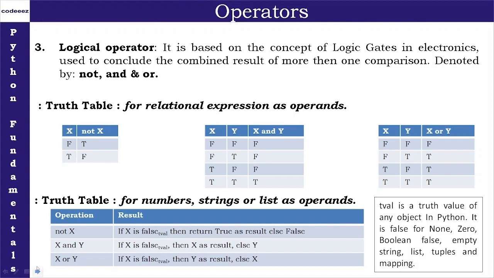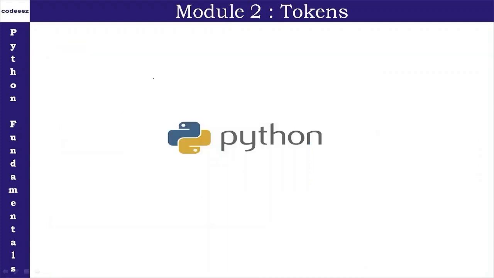A logical operator is based on the concept of logic gates that we used to learn in physics. If you remember, we had many logic gates, out of which AND, OR, NOT are the three logic gates on which logical operators are based. So basically, logical operators work on the principle of AND, OR and NOT logic gates, and in Python we denote them as not, and, or in lowercase letters, right?